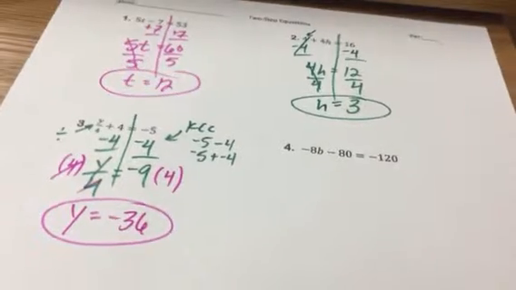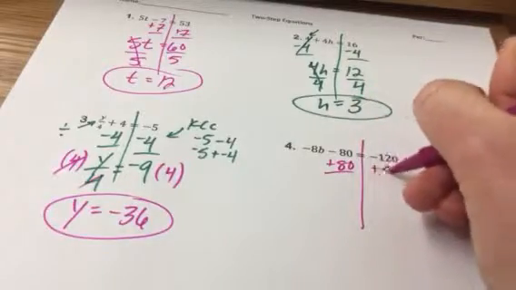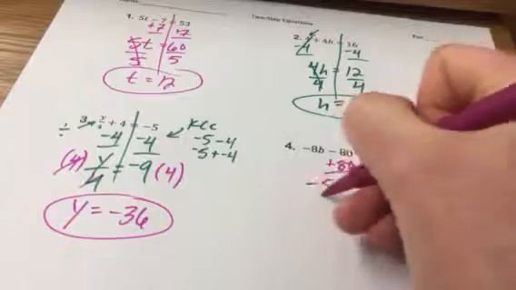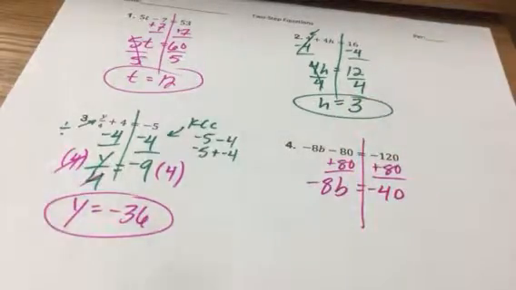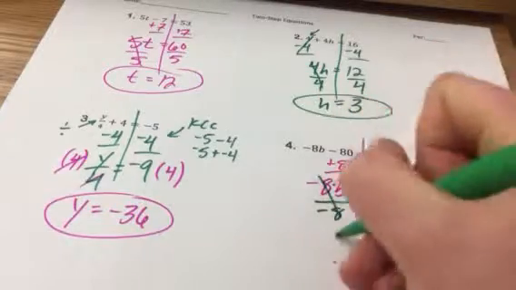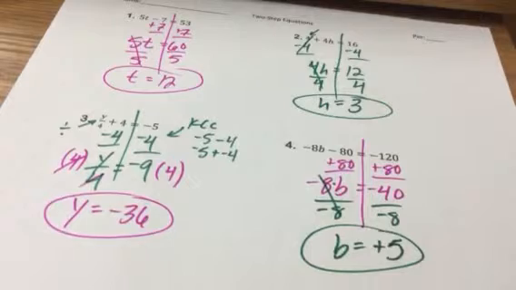And the last one I'll do with you. We need to get rid of the subtracting first. We add 80 to both sides. I have negative 40 is equal to negative 8b. Now I get rid of my multiplication by dividing. B is equal to positive 5 because a negative divided by a negative is a positive.